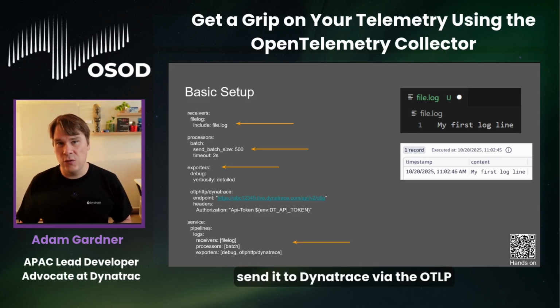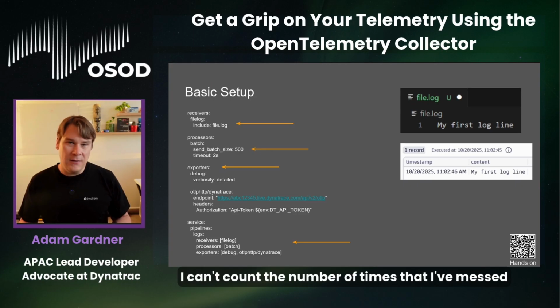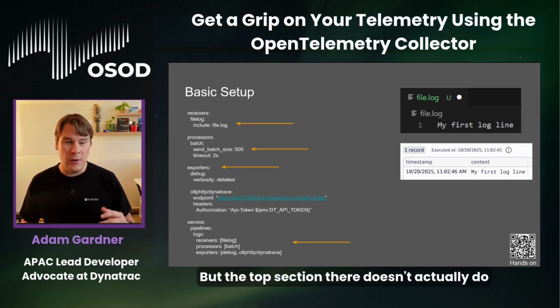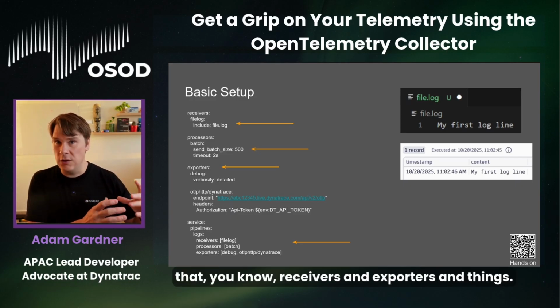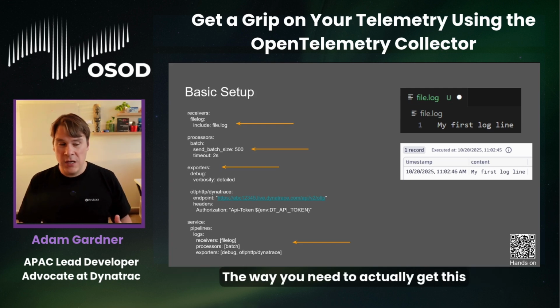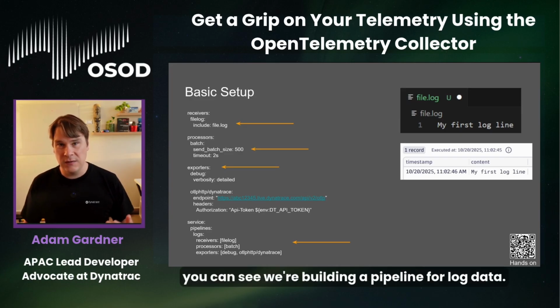And send it to Dynatrace via the OTLP HTTP exporter. And then, I can't count the number of times that I've messed this up myself, but the top section there doesn't actually do anything. They're just potential things, you know, receivers and exporters. The way you need to actually get this working is to build a pipeline. And here at the bottom, you can see we're building a pipeline for log data.